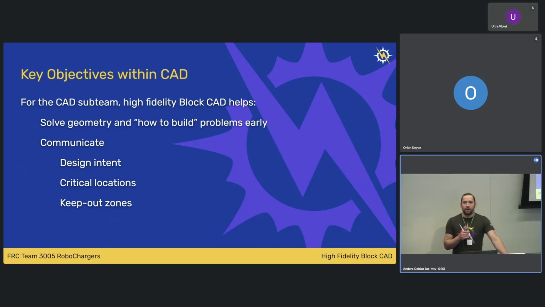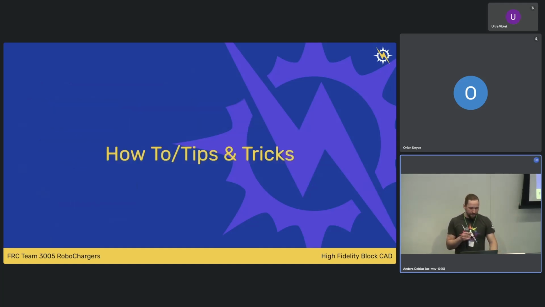Kind of a reminder of what the key objectives are that you're trying to hit during the CAD phase. You're trying to solve the geometry of the robot. You're trying to figure out how to build problems, like I said, how things are physically constructed. And then you're trying to communicate the way that each subsystem needs to be built, essentially, and what the limitations on that are. So it's important to keep these objectives in mind during the block CAD process.